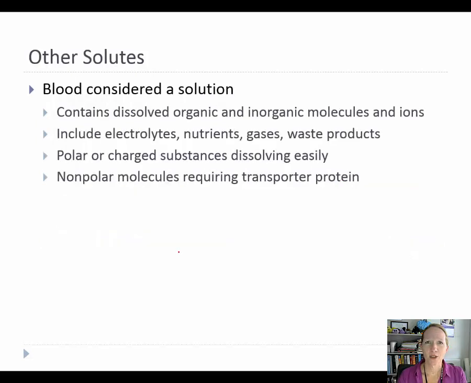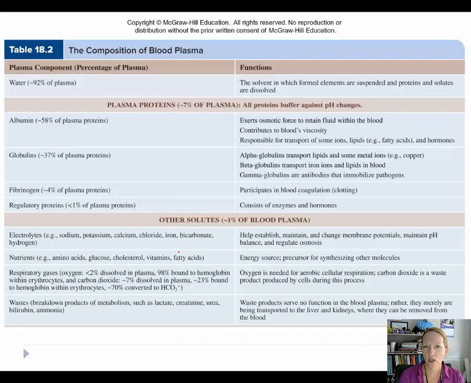Let's take a look at these other solutes that are floating around in plasma. Plasma is water, plasma proteins, and other substances such as gases, electrolytes, nutrients, waste products, and things like that. They're all moving around inside of the bloodstream. Here's a nice little chart that breaks everything down for you if you need a little bit more. It goes much more into sodium and potassium. It's good to make sure you know your electrolytes, nutrients, and respiratory gases.